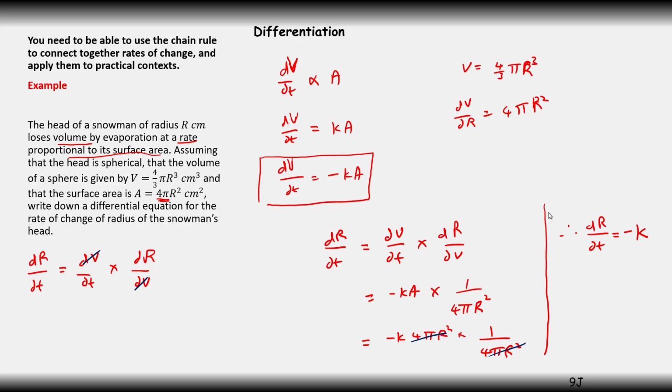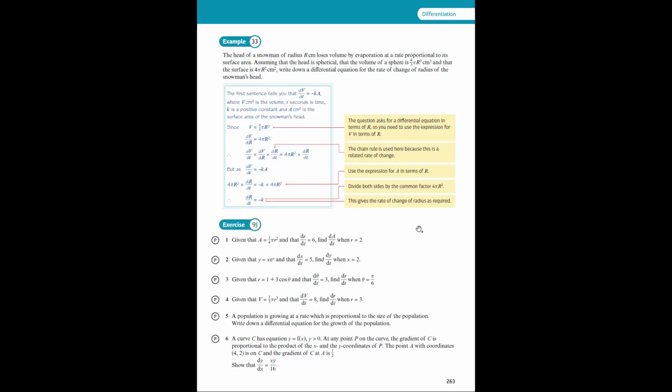Okay, so I think it's time for you to attempt some questions for me. Hit pause, copy the example down. When you're ready, hit play and do some questions. Okay, so exercise 9J, it's on page 263. Off you go.